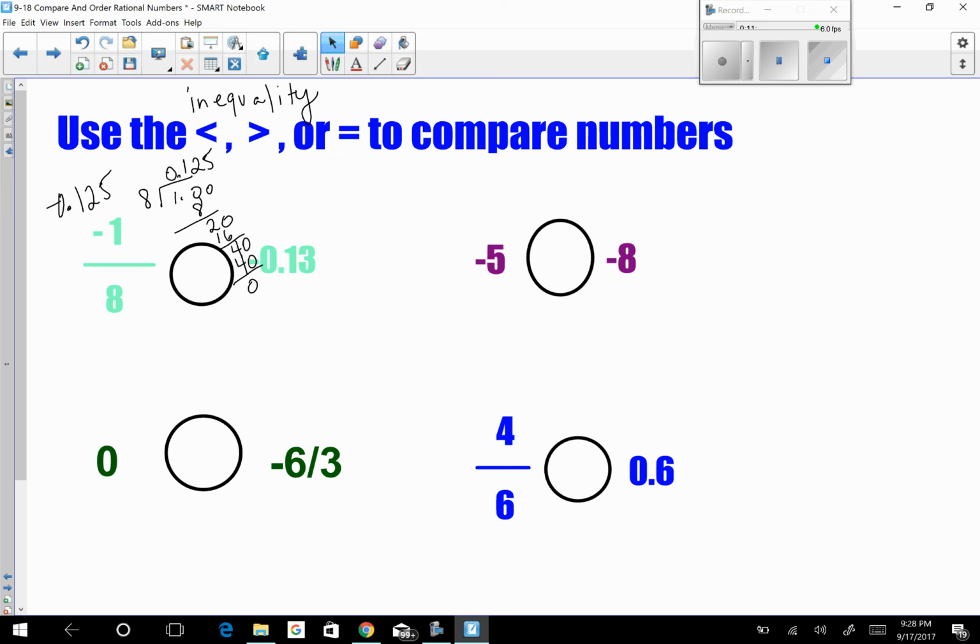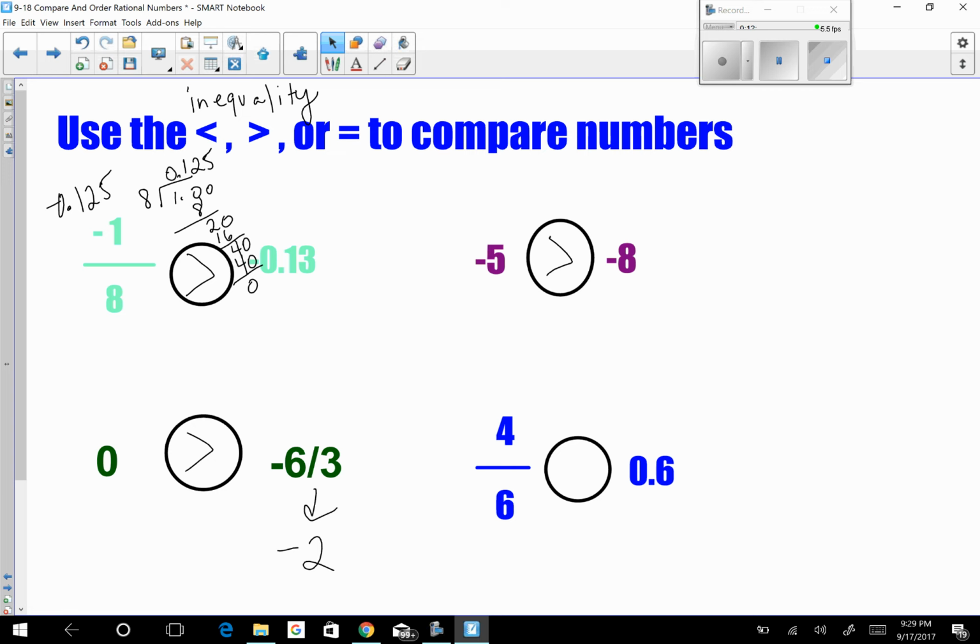Negative 0.125. Now we have to compare. Remember, with the negatives, the larger one is the smaller one. So the alligator doesn't want to eat the smaller one. He wants to eat the bigger one. So the alligator is going to open up towards the negative 0.125 because it's a smaller negative, which means it's greater. Here, -5 versus -8. Again, the smaller negative is the bigger one. So -5 is the greater one. 0 versus -6 divided by 3. We have to see what that really is. 6 divided by 3 is 2. So this is -2. 0 versus -2. 0 is always going to be larger than a negative.